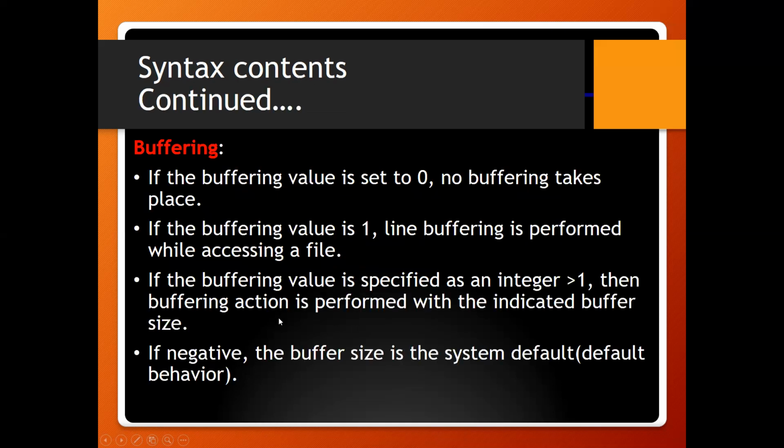Now, buffering. If the buffering value is set to 0, no buffering takes place. If the buffering value is 1, line buffering is performed while accessing a file. And you know very well that if you set the buffering, the output of your program will be faster, because when you declare buffering, it will access the file as a whole line. If the buffering value is specified as an integer greater than 1, then buffering is performed with the indicated buffer size. If negative, the buffer size is the system default, and that is the default behavior. But buffering is not an essential argument which you need to provide.